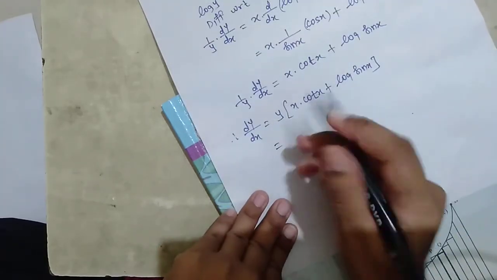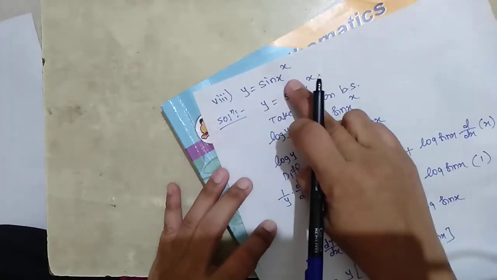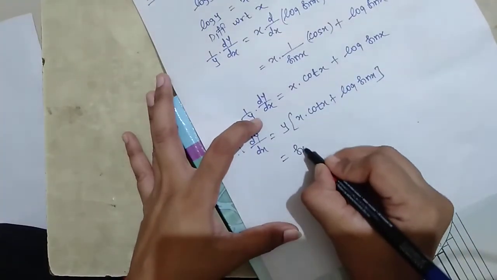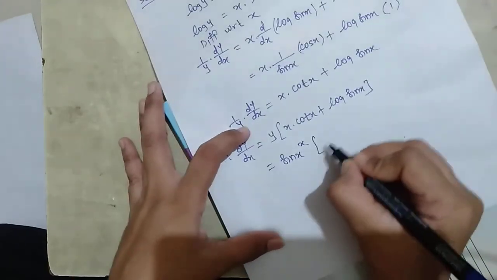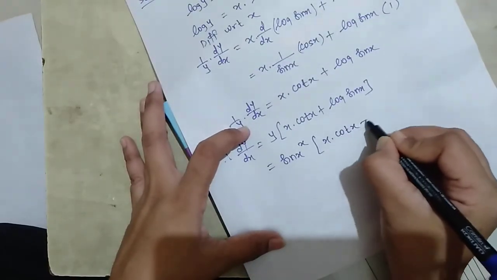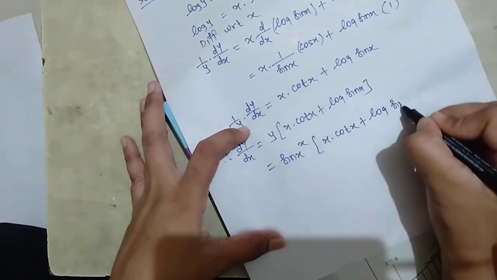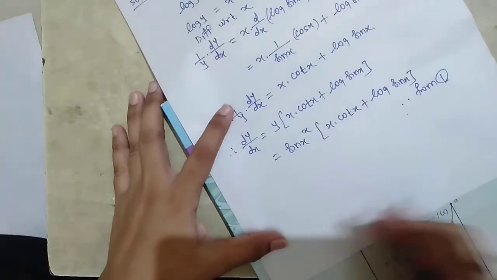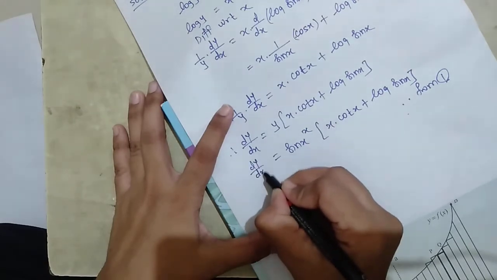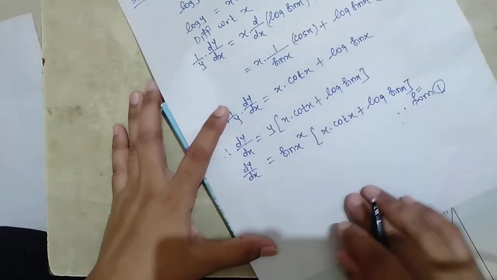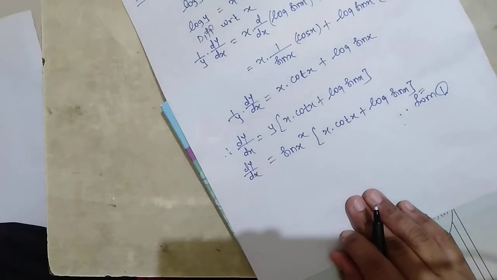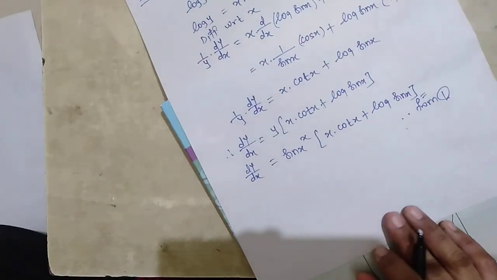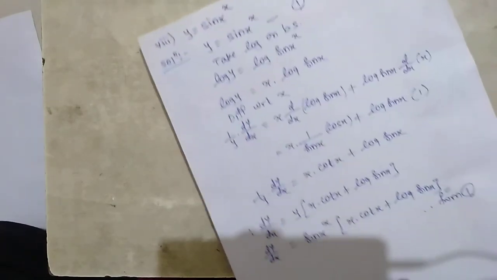Put here the value of y. What is the value of y? sin x raised to x. Let this equation be 1. So we will put here the value of y, sin x raised to x, into x cot x plus log of sin x, from 1. Okay, so this is our required dy by dx. Okay, thank you students. This is your question number 1 from exercise 1.3.